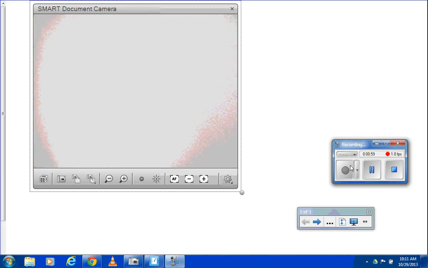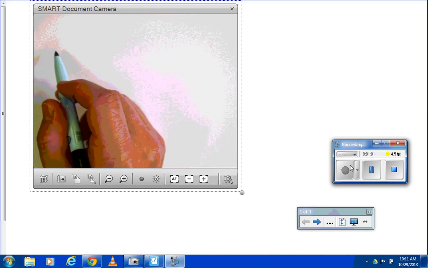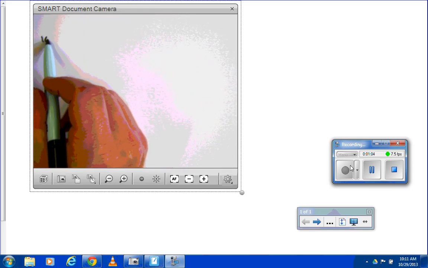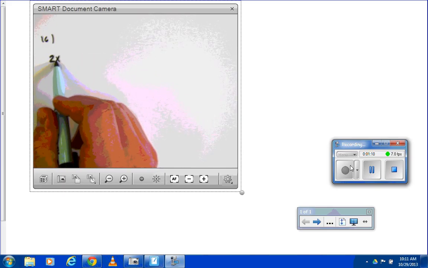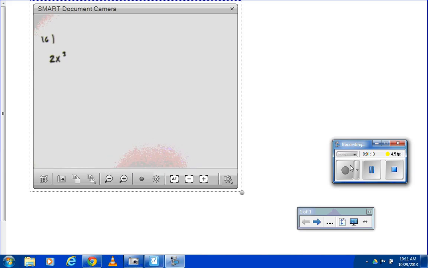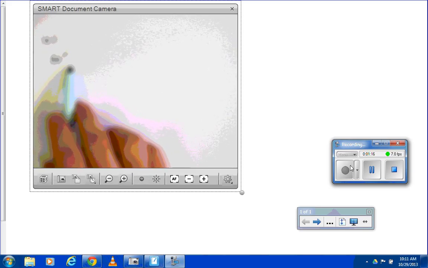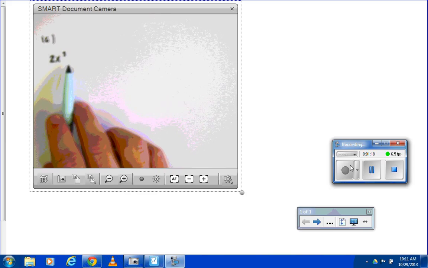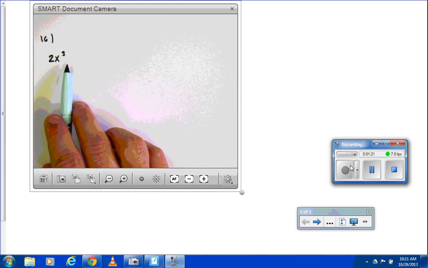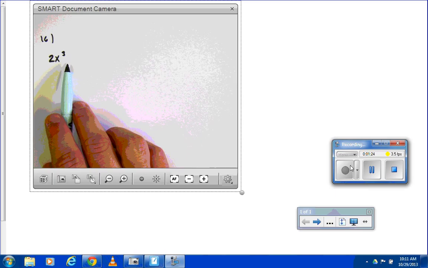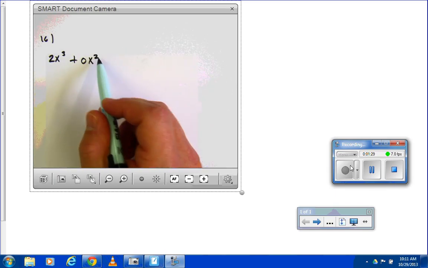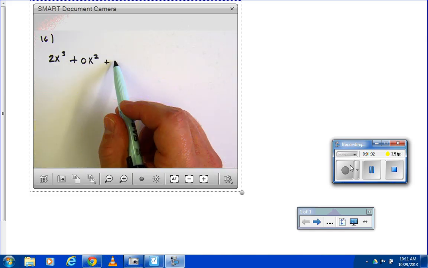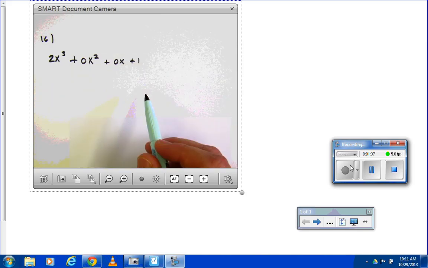All right, so 16. We've got a divisor here: 2x cubed. Now I'm not going to write 2x cubed plus 1. 2x cubed, so plus 0x squared plus 0x, and then plus 1.